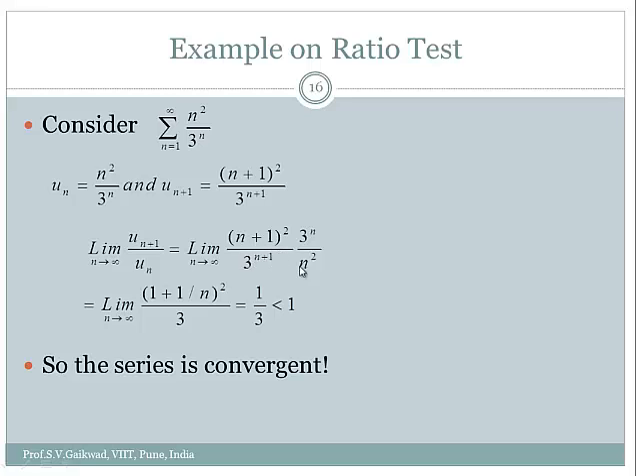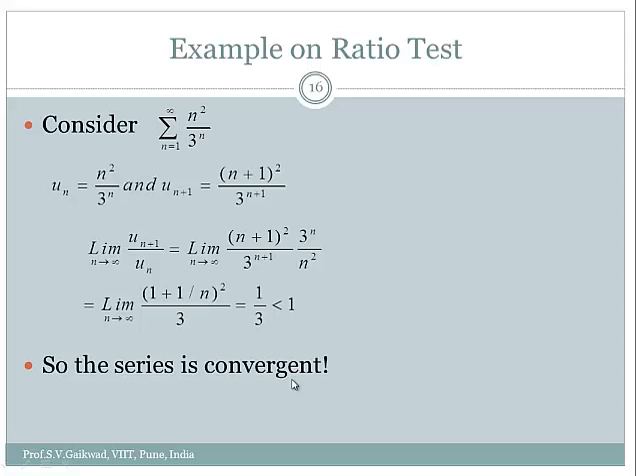un plus 1 upon un: 3 raised to n cancels, with 3 remaining in the denominator. Here dividing by n square, you are getting (1 plus 1 by n) raised to square, and as n tends to infinity, this term tends to 0, so the limit will be 1 by 3, which is less than 1, so the series is convergent.